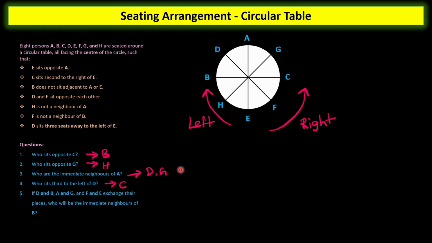Last question says that if D and B, A and G, and F and D exchange their places, who will be the immediate neighbors of B? Let's do the exchanges now. D and B change places. A and G, and F and D. So after the new positions, the neighbors of B are D and G. So its correct answer is D and G.